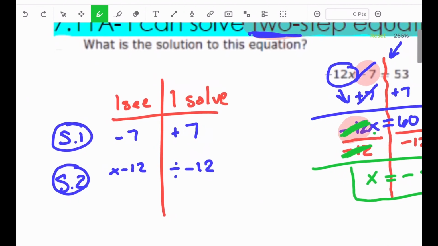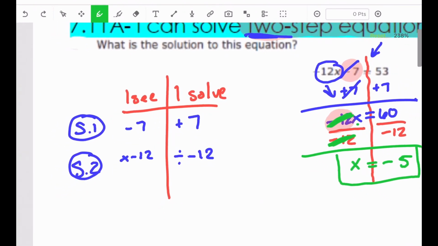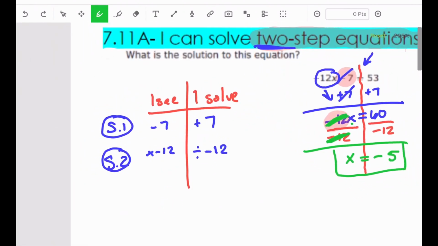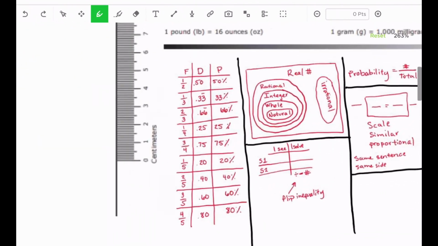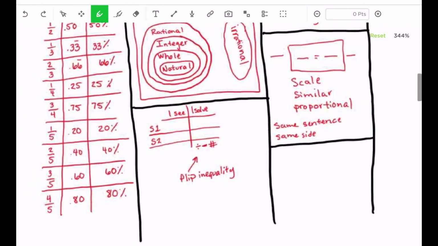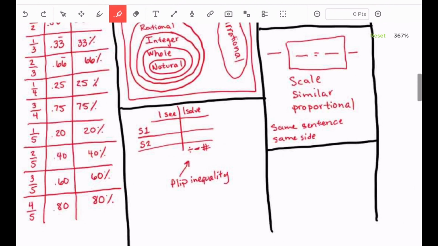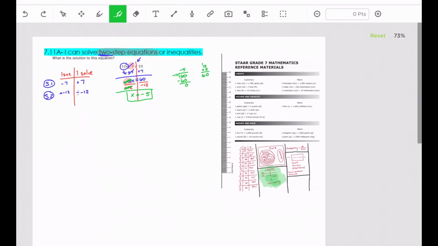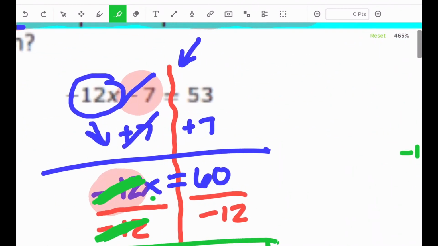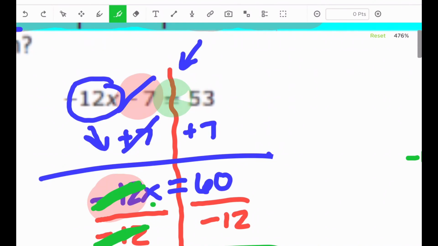The reason why I knew that I needed to set up an I See, I Solve chart and then I needed 2 steps is because on our reference sheet over here, we wrote a cheat code, which is right here. Okay, and we only do this last step right here, where we flip it, if it's an inequality. But right now it's not an inequality, it's an equation, and I know that because I have an equal sign right here, right in the middle.